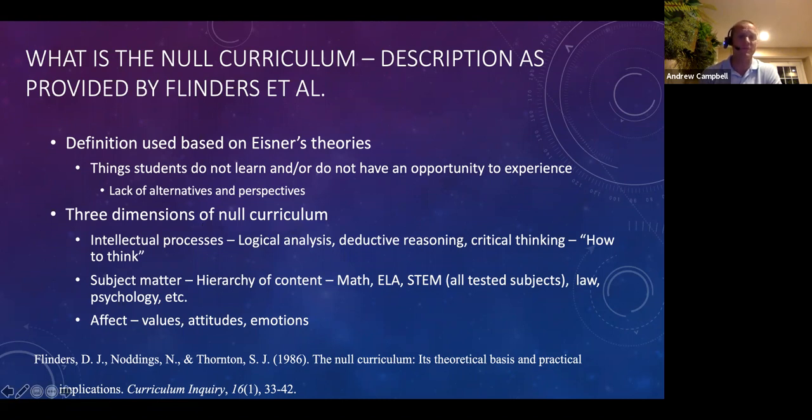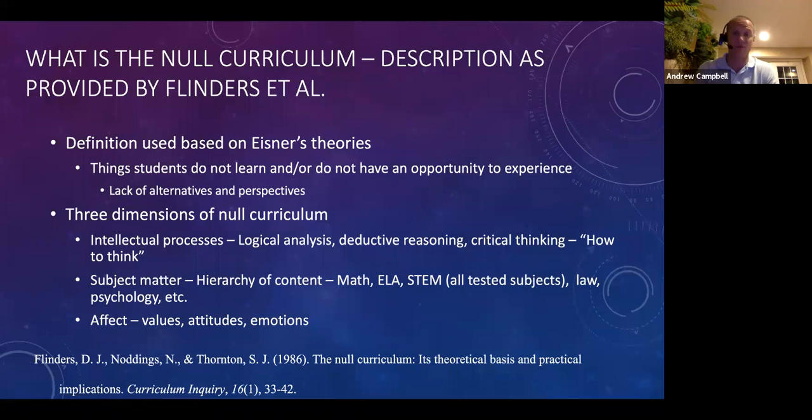The third dimension described was the affect, and this is similar to the idea of the hidden curriculum. These are the things, the values, attitudes, and emotions that students are a part of. We're not directly teaching them, and in some cases, we just completely leave it out. Some schools have gone so far, and there's been quite a discussion as to whether or not schools should even touch upon the idea of morals and values.